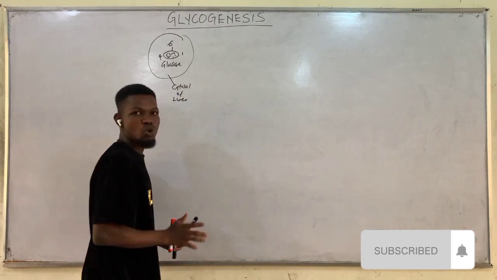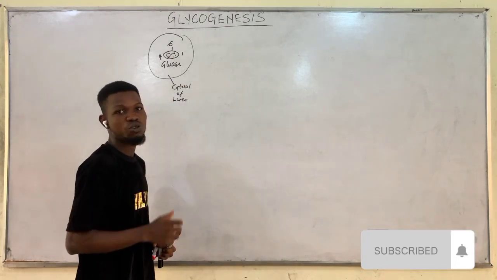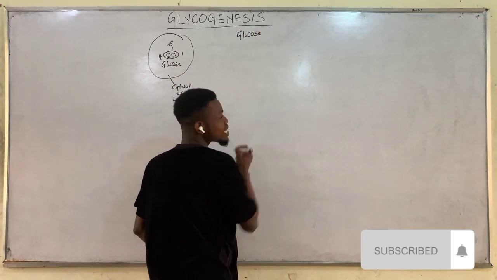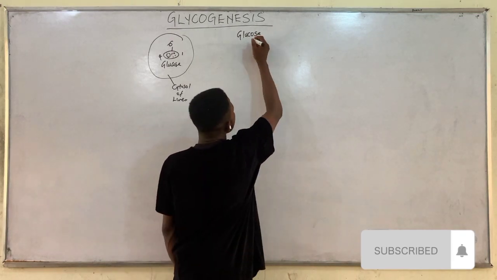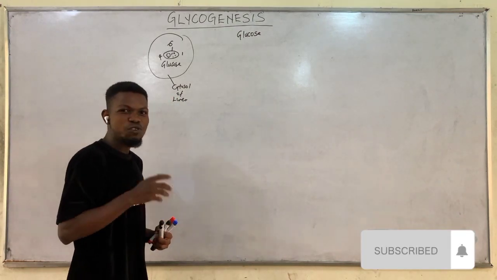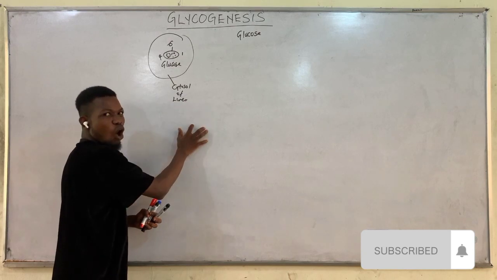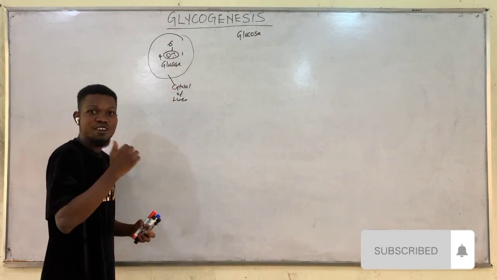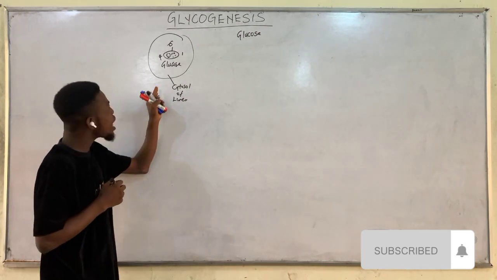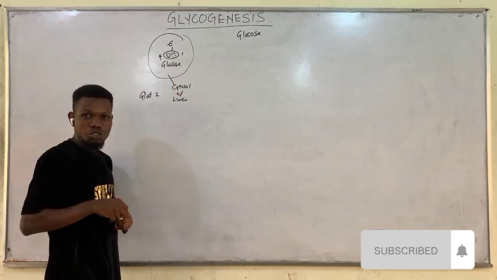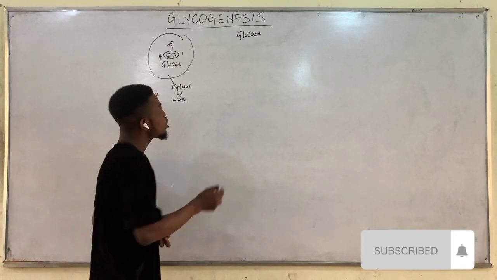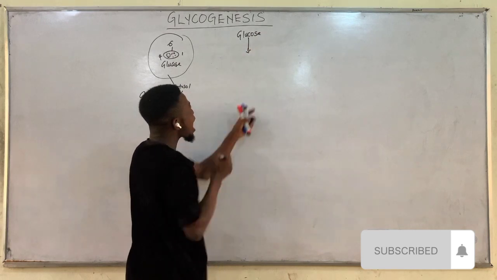Now I'll be using this place to explain the enzymatic pathway of glycogenesis. So what do we have here? We have our glucose. This is my glucose, and it is acted upon by a particular enzyme. If you don't forget, the glucose in the blood diffuses into the cytosol of the liver by a facilitated carrier, which is called what? Glucose transporter 2, if you remember. So when the glucose is present in the cytosol of the liver, the first enzyme to act on the glucose is what we call what?